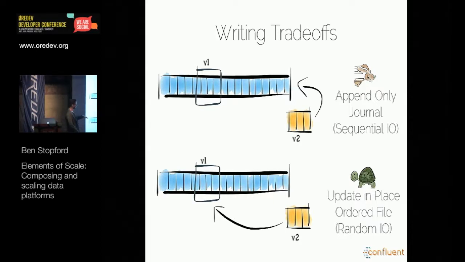Alternatively, we could do what a traditional database would do and update in place, assuming we have fixed width fields, where we would just jump into that particular position and update the value to be the thing that we wanted it to be. And this second approach is going to imply some degree of random I/O and the performance impact that goes along with that.